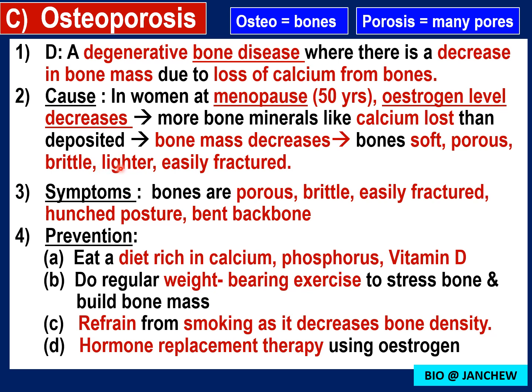So you can see a lot of big spaces and holes in the tissue of the bone. For the bone that has become osteoporotic, for people who suffer from osteoporosis, the bones have very big, large spaces or holes. So it becomes brittle, lighter, and easily fractured.